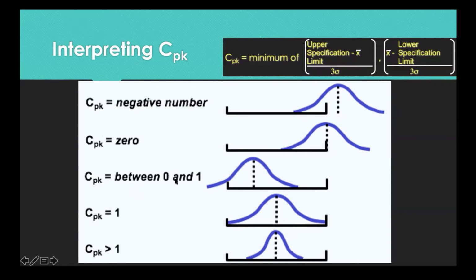If it is between 0 and 1, it's on the left side of your upper specification limit, between the center line and the lower specification limit, and your process is off-center. That's what it means. If Cpk is 1, it's exactly centered at the mean of the specification. If Cpk is greater than 1, that means the range of your process is lower than the specification.